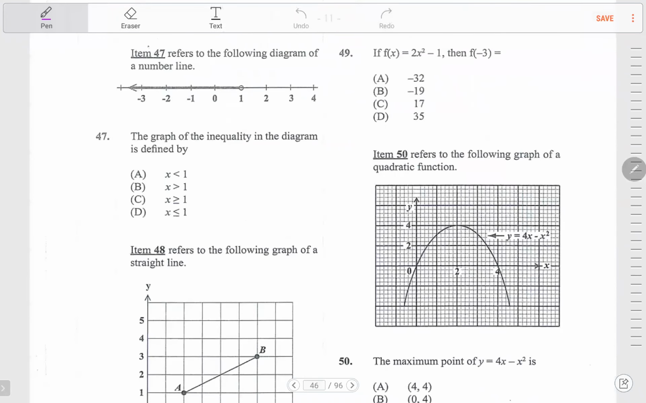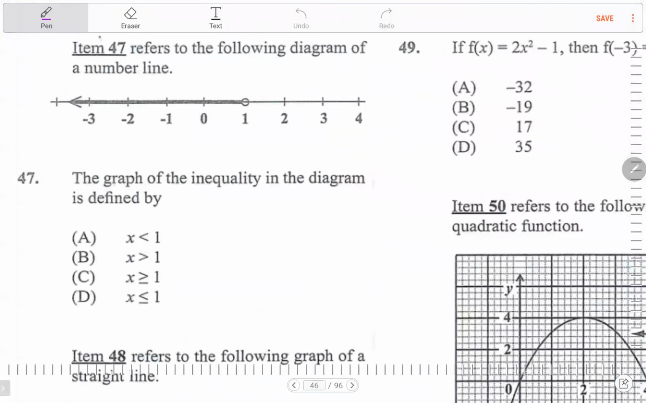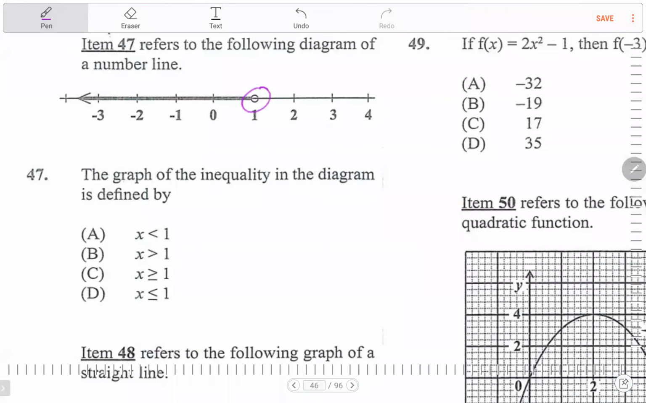47 is asking us for this one now. Which one is this? Now, look, if you notice, the circle on here is unshaded. That's where it starts. That's a critical point. It is unshaded, and the arrow is pointing to the left. So it means that x values are less than 1. And you don't put the equal on it because the circle is unshaded.